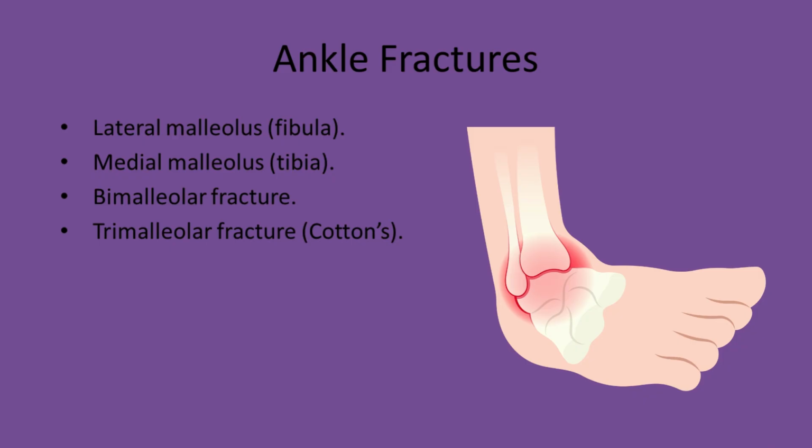Ankle fractures involve breaks in the bones around the ankle joint, such as the tibia, fibula, or talus. These fractures can happen from twisting injuries, direct blows, or falls. There are various types of ankle fractures, depending on which bones are broken, including lateral malleolus fractures, which affect the fibula, medial malleolus fractures, involving the tibia, as well as bimalleolar and trimalleolar fractures, which involve breaks in 2 or 3 different bones around the ankle. These fractures can cause significant pain, swelling, and difficulty walking. Proper diagnosis and treatment are essential for proper healing and regaining ankle function.